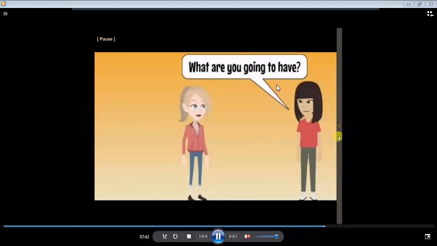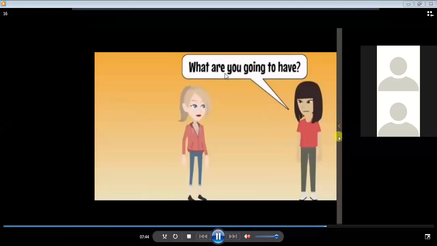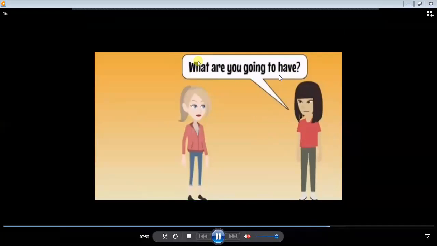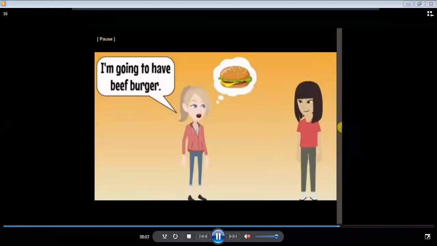Type, what are you going to have? Well, this is what, this is our verb to be, and you going to have means what you are going to eat. This is the infinitive form after going to. I am going to have a burger, like I said. What are you going to have means what are you going to eat. I am going to have a beef burger. Am is the verb to be, going to, and have is the infinitive form after going to.